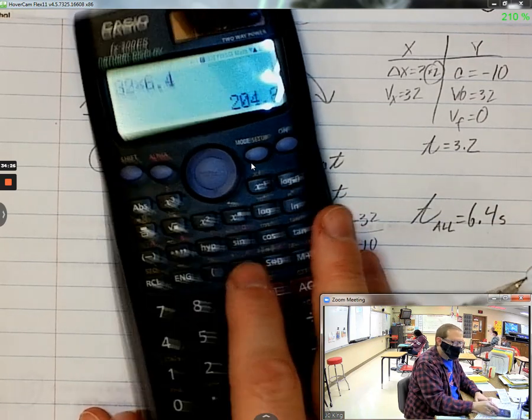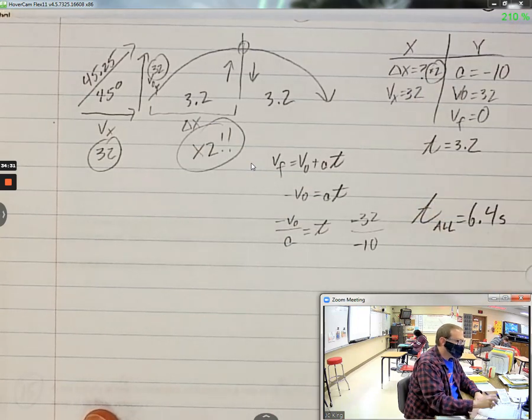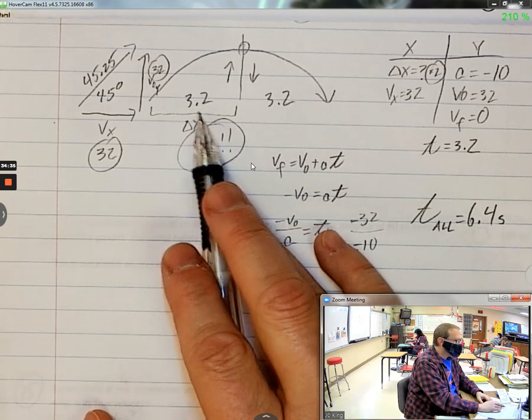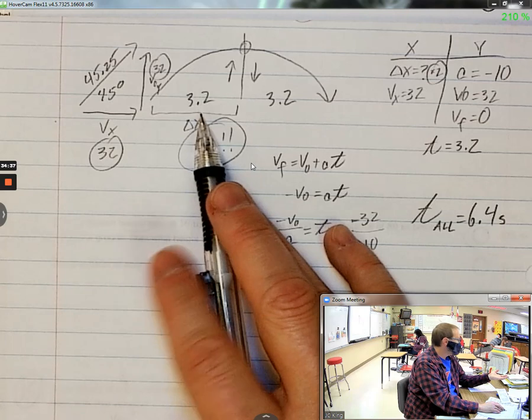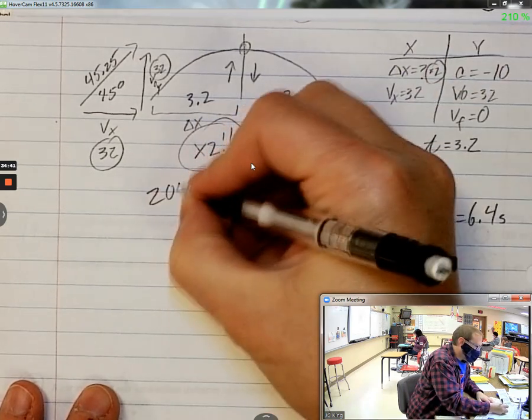I get 204.8 meters. Nope, I already did because I doubled my time. Okay. Now, you could have gone just 3.2 times 32 and then doubled that. It would have given you the same thing. Okay. So 204.8.